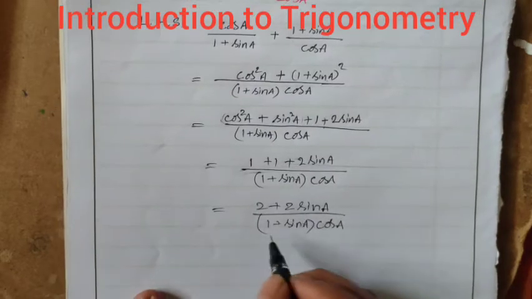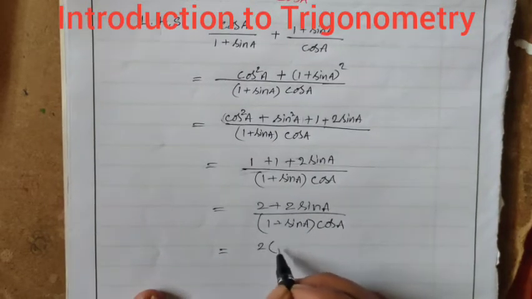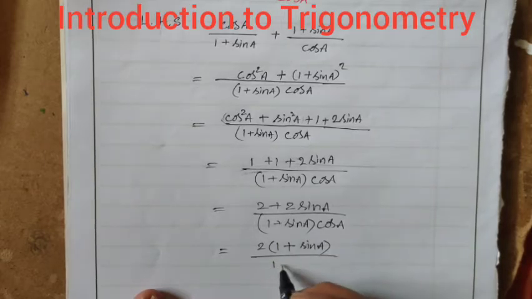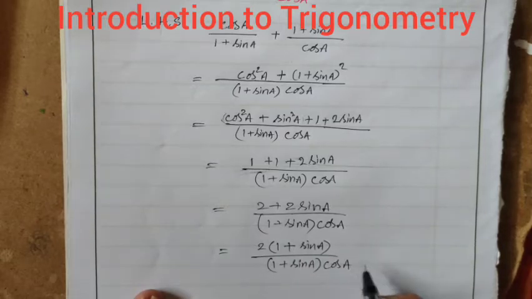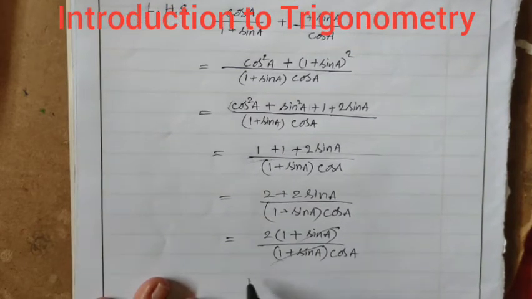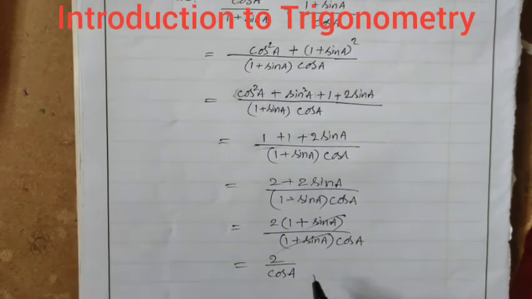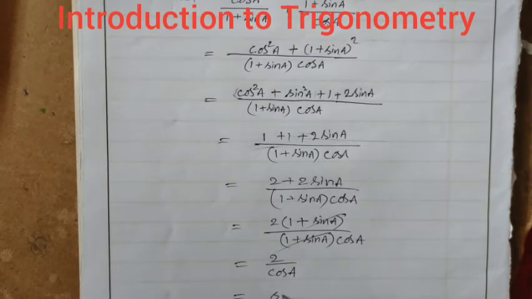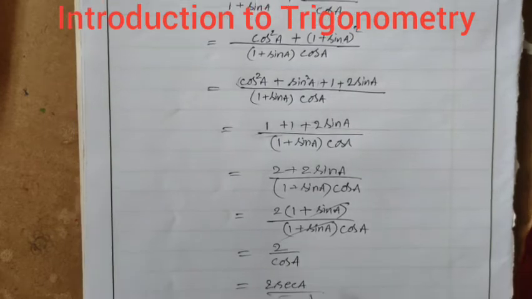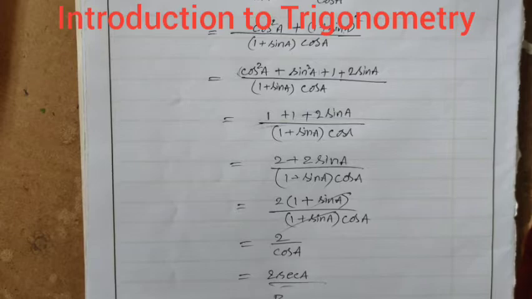Here you take 2 common. What happened? 1 plus sin A divided by 1 plus sin A into cos A. Now observe this one. This 1 plus sin A will be cancelled. We get 2 by cos A. So what is the reciprocal of cos? The reciprocal of cos is what? Sec A. So in numerator what is there? 2 is there. That becomes 2 sec A.